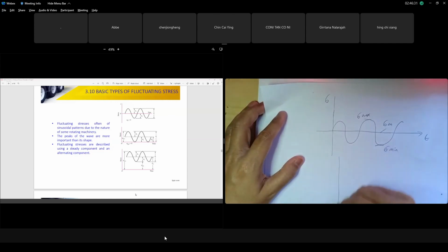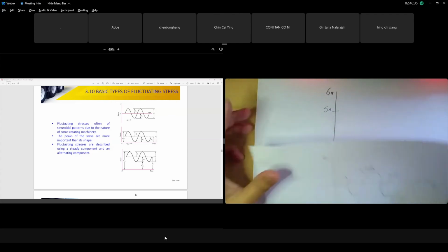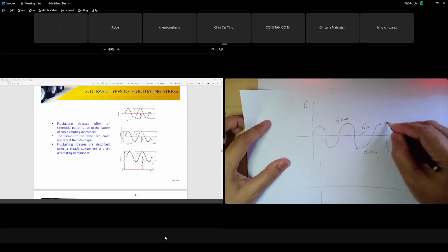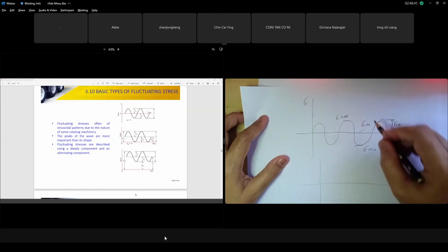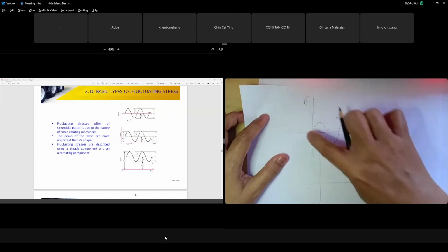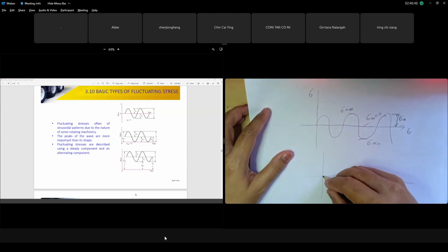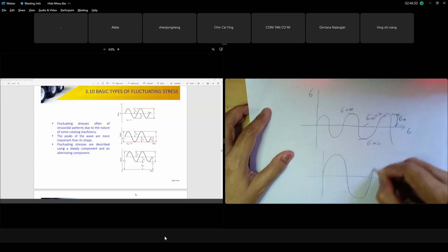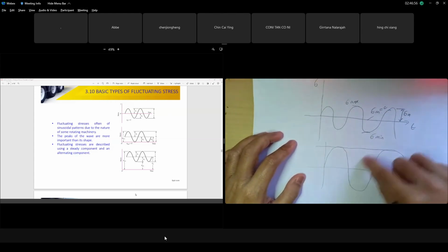Okay, sometimes in the worst case, here you have your sigma alternate, right? Your sigma mean is 0, but you have a value of sigma alternate. In this case, your amplitude reaches a value. This is what we call fluctuating, right?